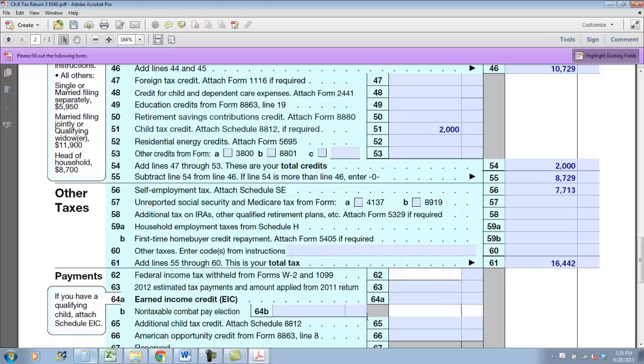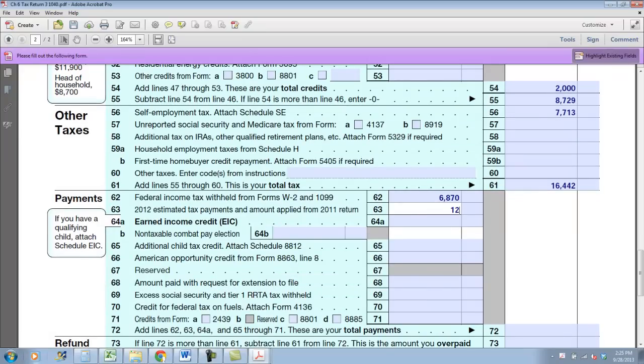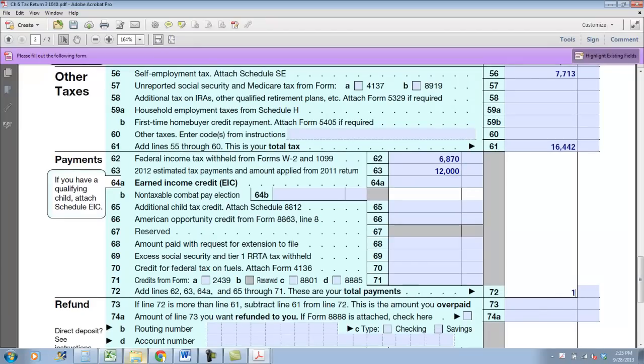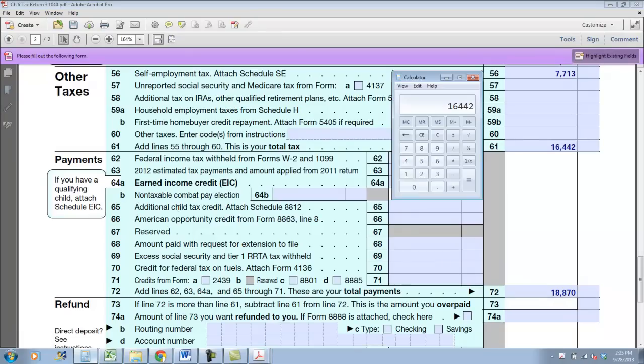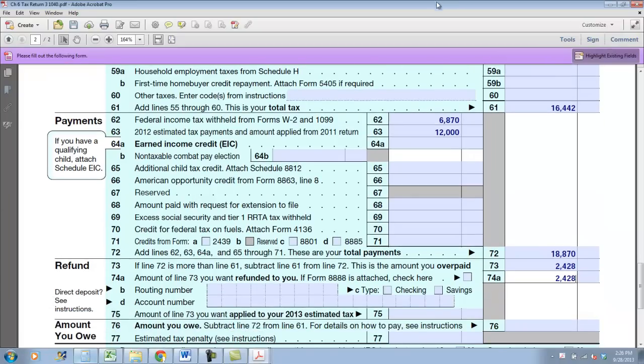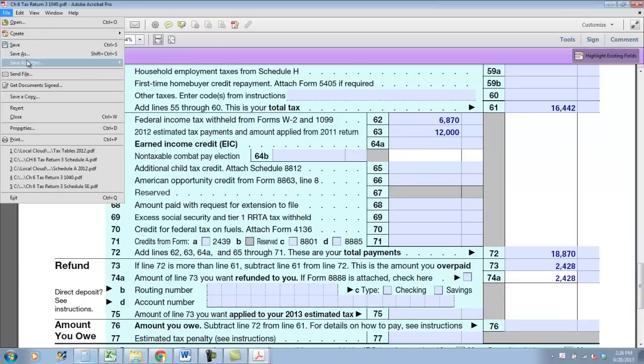She had $6,870 withheld from her check, and they said they paid quarterly payments of $3,000 for a total of $12,000. So if we go all the way down to line 18, 18,870. So let's see, we paid more than we owe, so we're going to get a refund. 18,870 minus 16,442, $2,428. All right, and that is a self-employment tax return. Actually, it's pretty comprehensive.